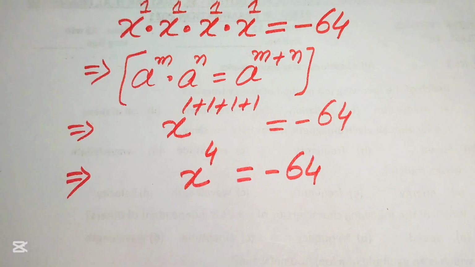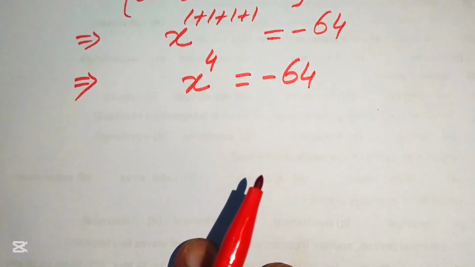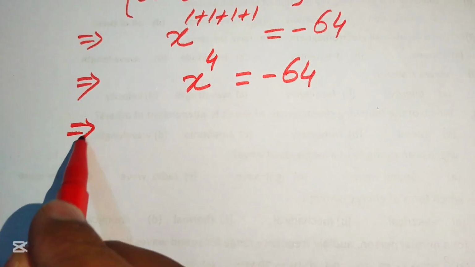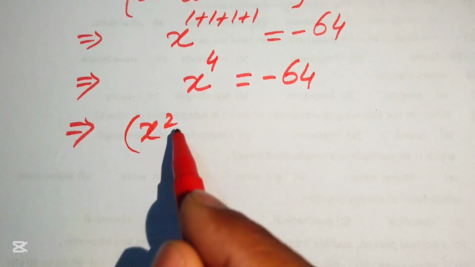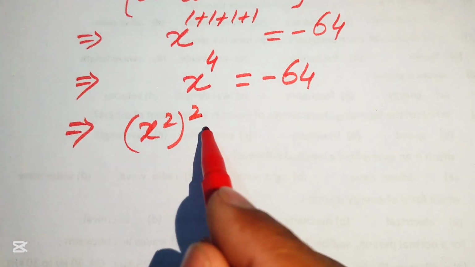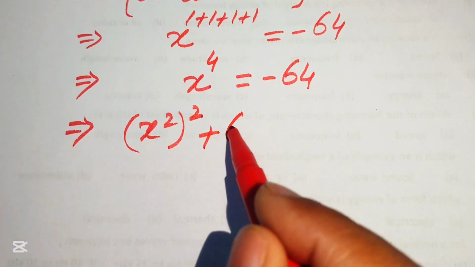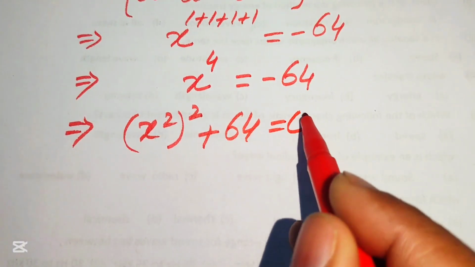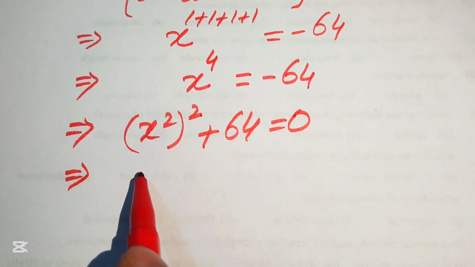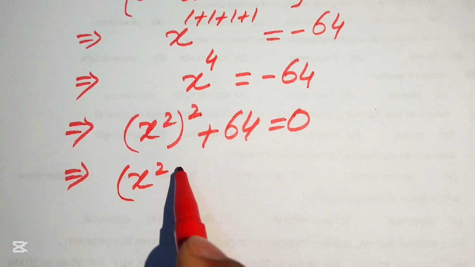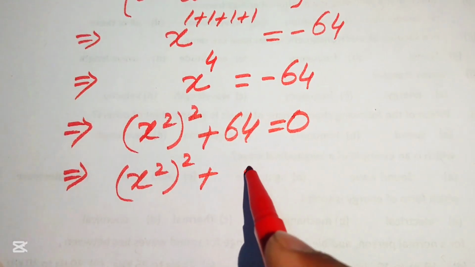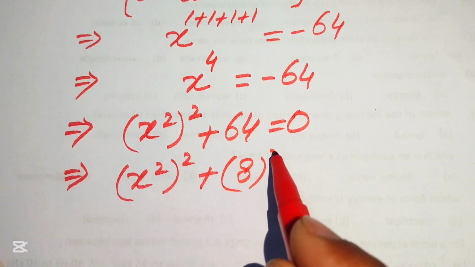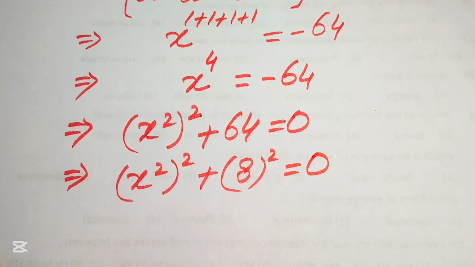Okay, so first we need to move this minus 64 to the left hand side, and we write this x to the power of 4 as x square and its whole square. This becomes plus 64 equals 0. So here we again rewrite it as x square and its whole square, plus we write this 64 as 8 square. This is equal to 0.